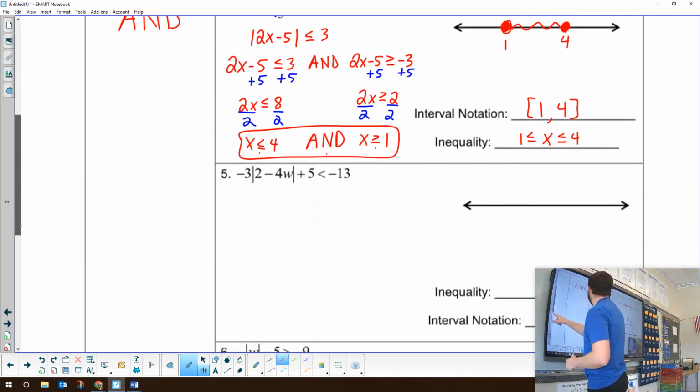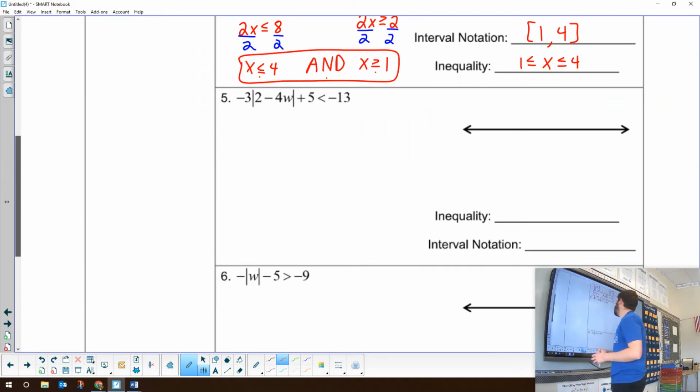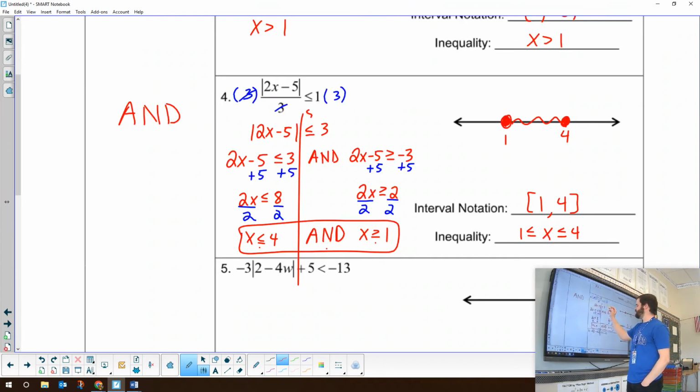Let's take a look at number 5. I need to get the absolute value by itself first. I can't tell if this is an and or an or yet because I cannot tell until the absolute value is there by itself. So the first thing I'm going to do is minus 5 to both sides.